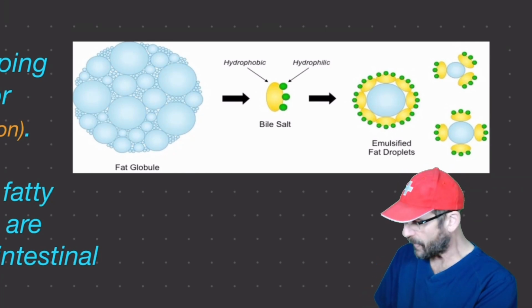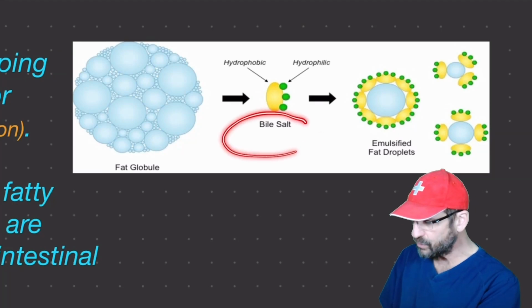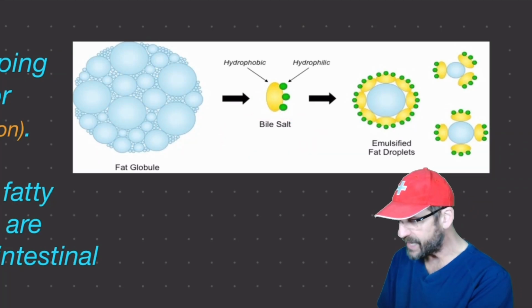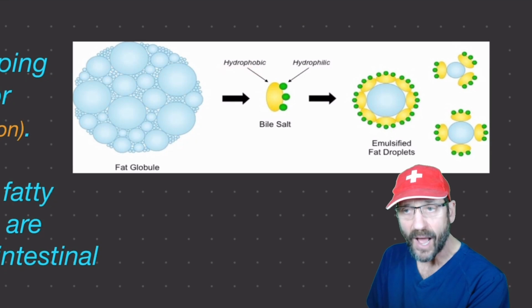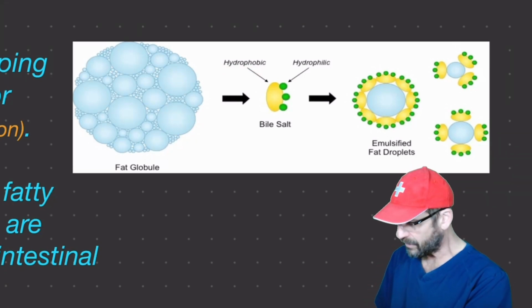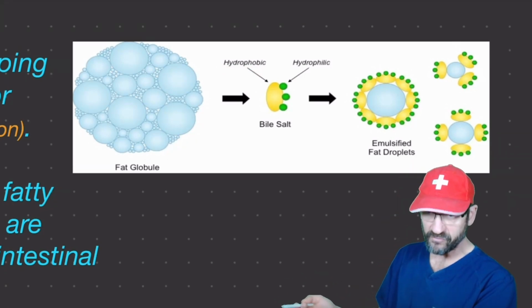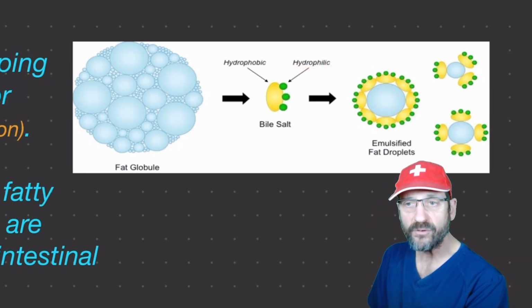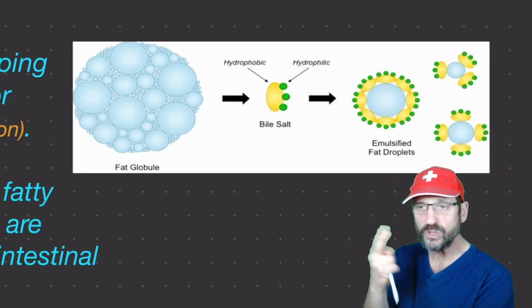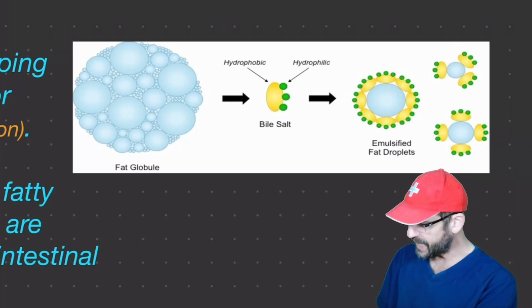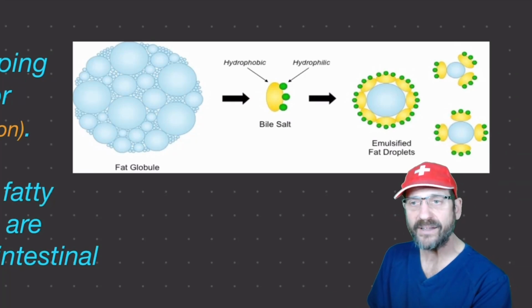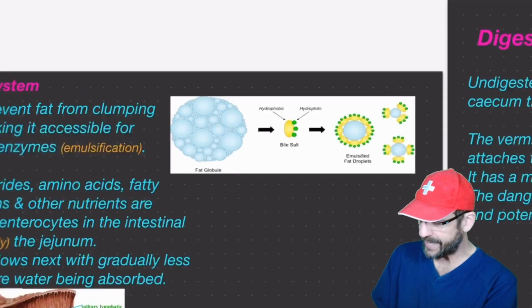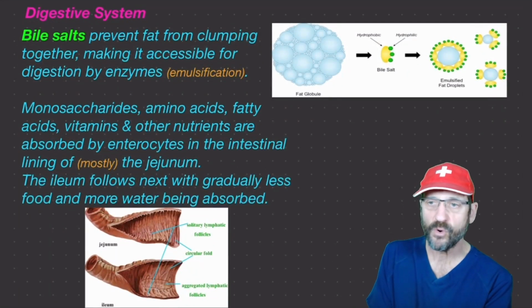small enough that enzymes can work on it. And the cool thing about bile salts is they have both a side that's fat loving, hydrophobic, water fearing, and then a side that's water loving, or hydrophilic. And so having those two sides helps us have the hydrophobic side go towards the fat droplets and make it small enough that, again, the enzymes can work on it.